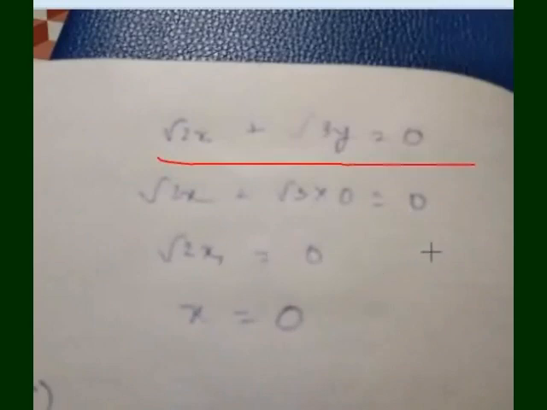You can place the value of y, that is 0, in either of the two equations, either in equation number 1 or equation number 2. I have placed the value of y as 0 in equation number 1, that is root 2x plus root 3y is equal to 0. So the value of y is 0. So root 2x plus root 3 into 0 is equal to 0. Root 3 into 0 is 0. So root 2x is also 0, and x will be 0 by root 2, that is 0. So the value of x and y both are 0.